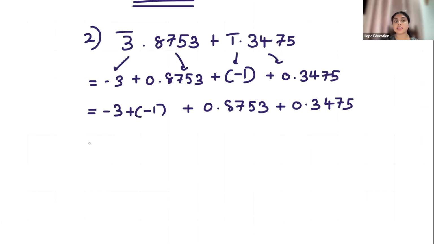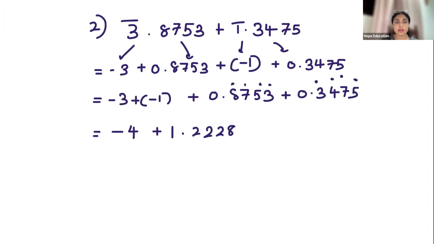So -3 plus times minus is minus, so -3 minus 1 is -4. Plus, here 3 plus 5 is 8. 5 plus 7 is 12, 1 remaining. 7 plus 1 is 8. 8 plus 4 is 12, 1 remaining. 8 plus 1 is 9. 9 plus 3 is 12. So here it becomes 2, and the remaining 1 goes here.